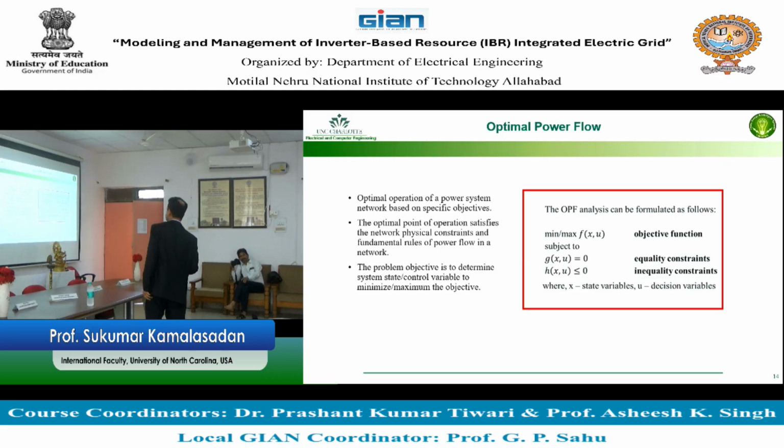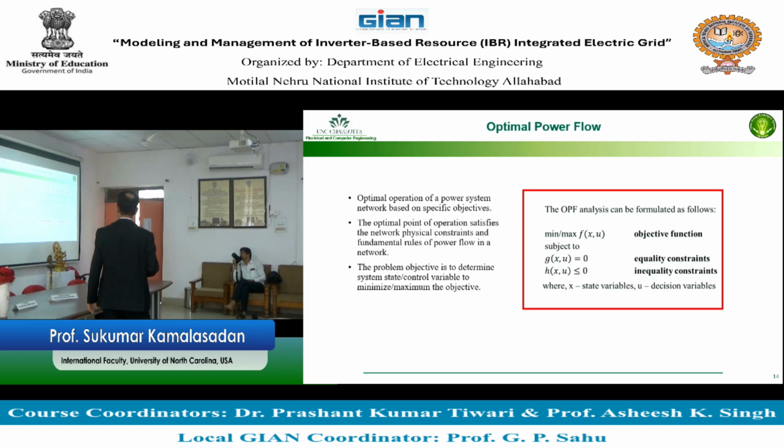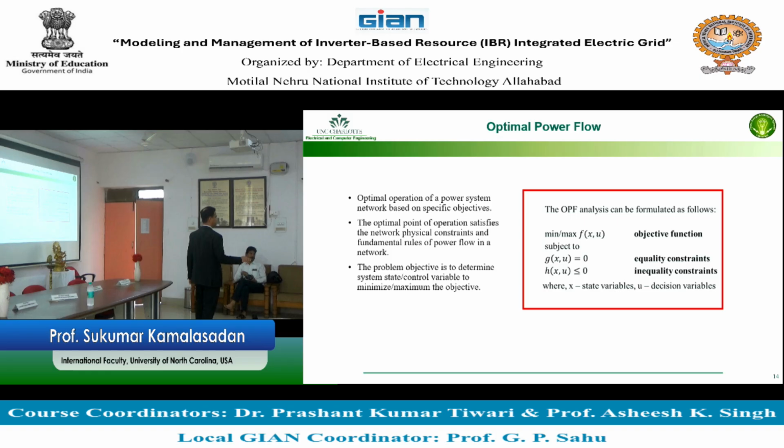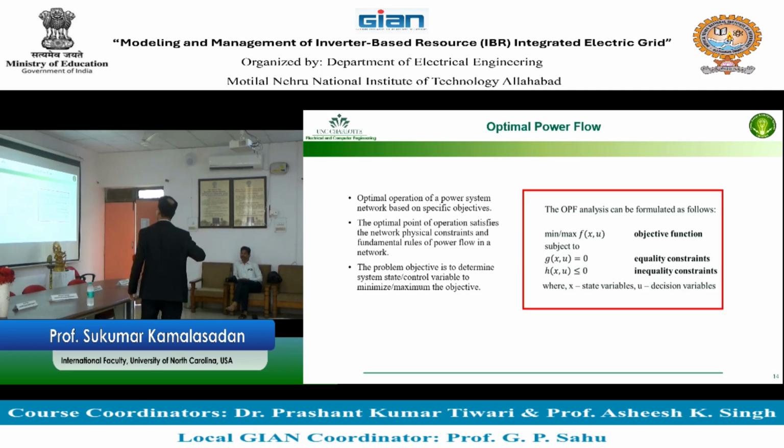Okay. So what is the optimal power operation objective? The optimal point of operation satisfies the network physical constraints and the fundamental rules of power flow. So now we want to cast the optimization problem onto power flow. I use the word cast all the time. You know what that means, right? When the optimization problem comes to power flow, it is generally called optimal power flow. Okay. So what are the criteria that need to be satisfied if the optimization has to go into power flow? The optimal point of operation should satisfy the network physical constraints, right?